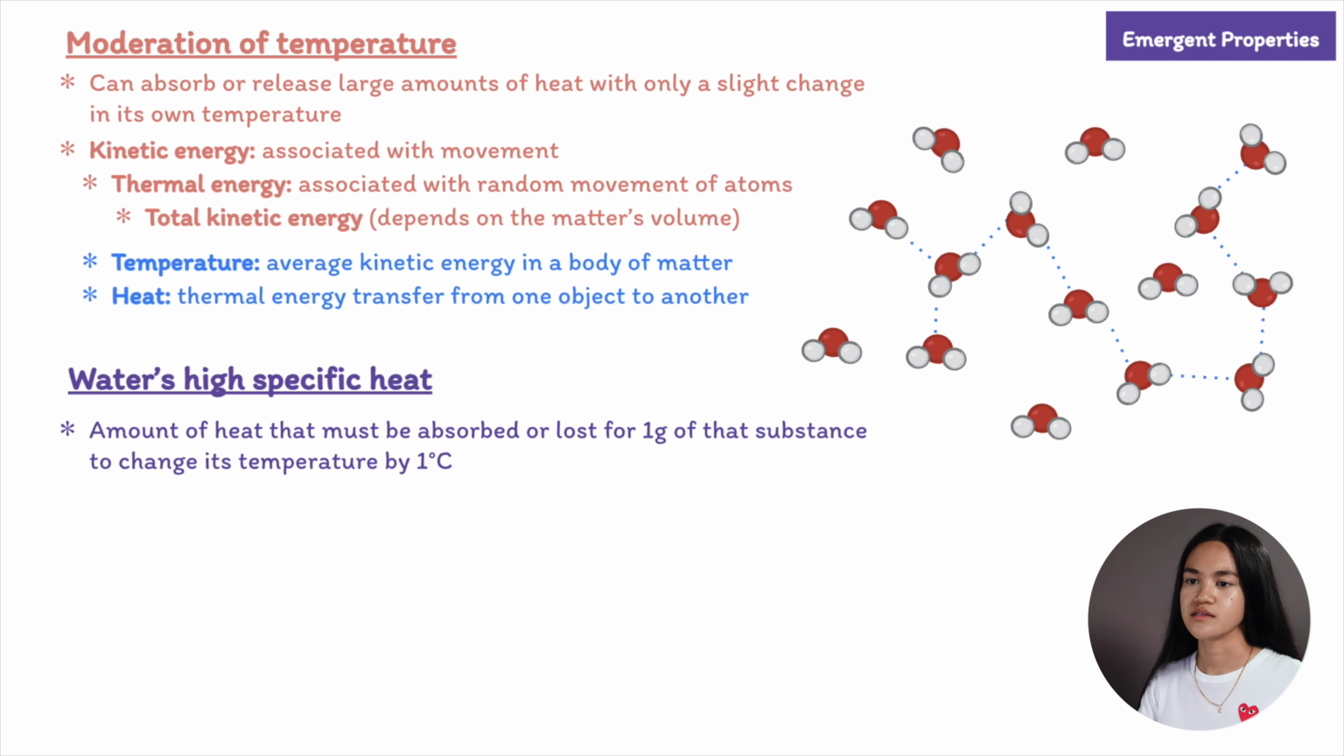So specific heat is sort of a measure of how well a substance resists changing its temperature when it absorbs or releases heat. When water is heated, some of the energy added from the heat is used to break hydrogen bonds instead of causing more motion among water molecules. And so temperature increases less compared to if there were no hydrogen bonding.